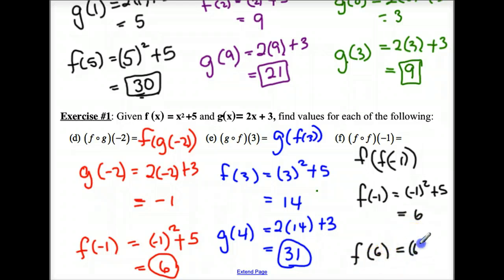This becomes 6 squared plus 5. 6 squared is 36. 36 plus 5 is 41. That's my final answer.